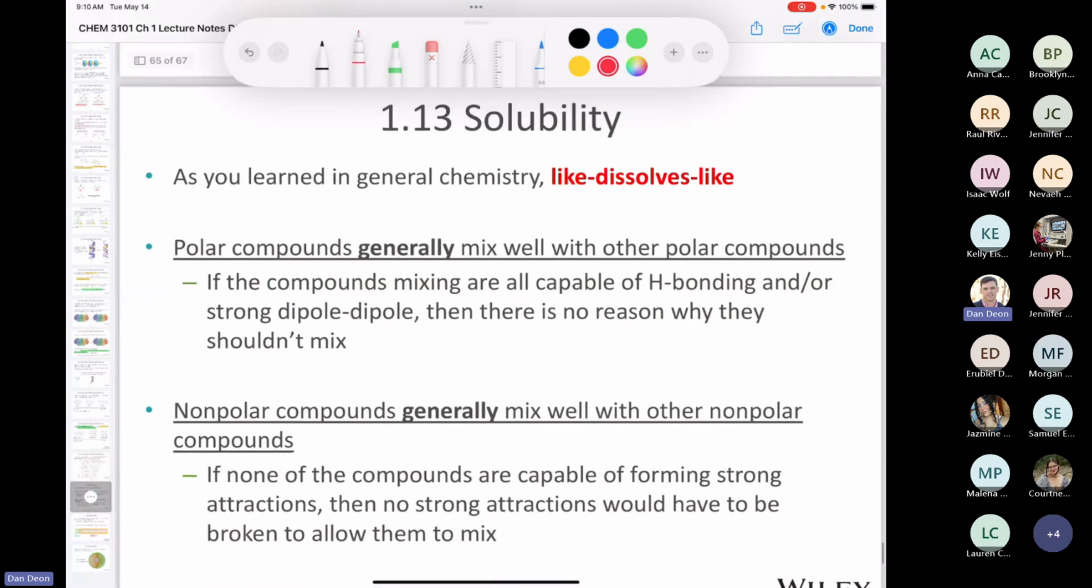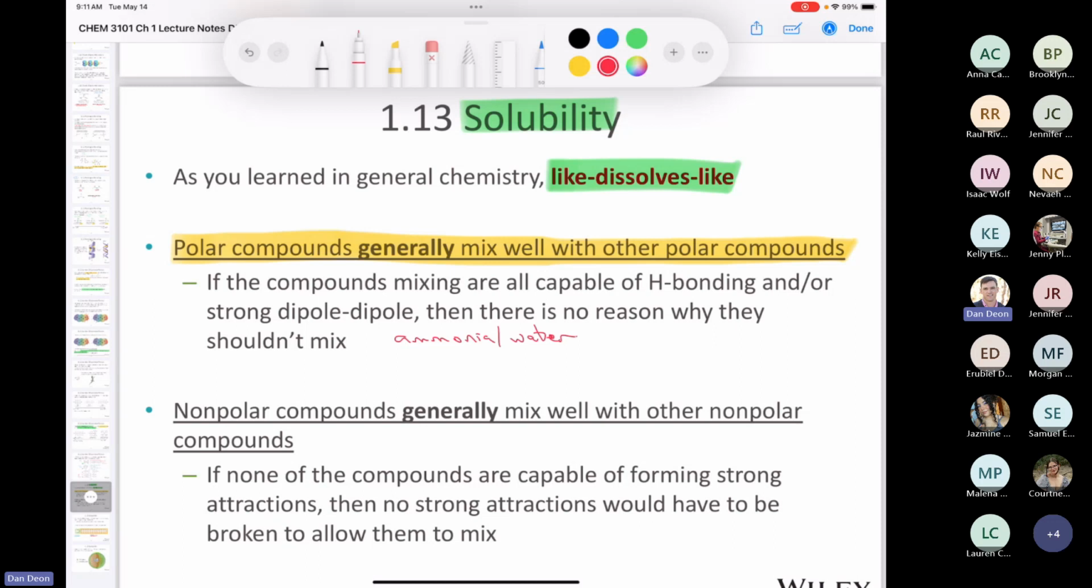So going back to the idea of polar and non-polar, one of the axioms that you should have learned in general chemistry is, when it comes to solubility, like dissolves like. So what does that mean? It means something that is polar is going to dissolve in something that is polar. So polar compounds generally mix well with other polar compounds. If you think of something like ammonia, ammonia is polar. That is why ammonia dissolves in water so easily, because they're both polar compounds.